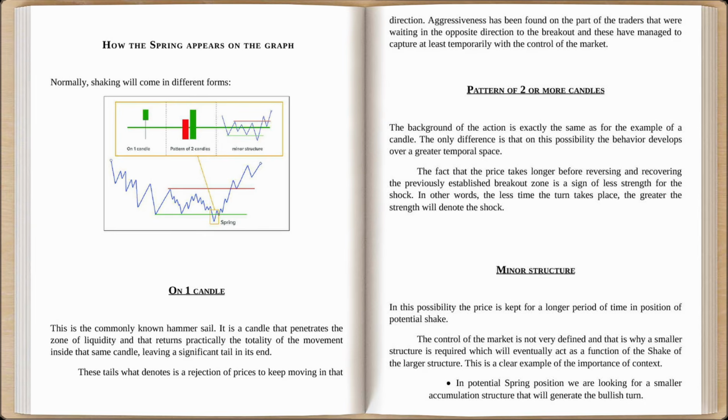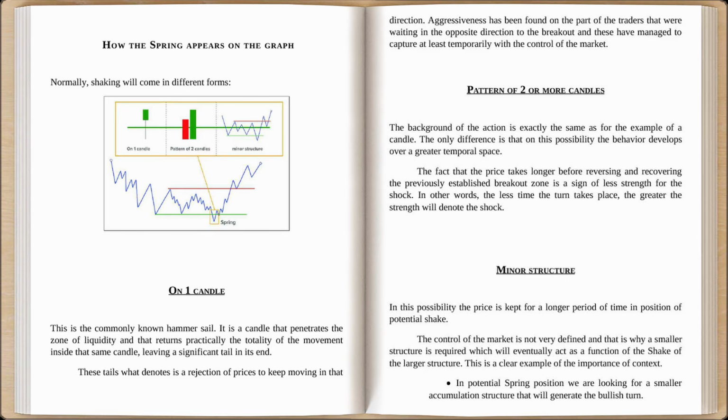These tails denote a rejection of prices to keep moving in that direction. Aggressiveness has been found on the part of the traders that were waiting in the opposite direction to the breakout, and these have managed to capture, at least temporarily, the control of the market.